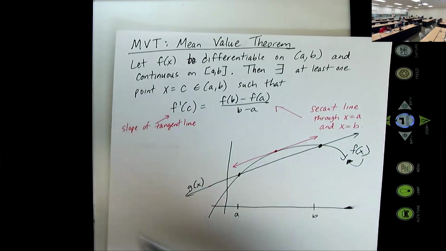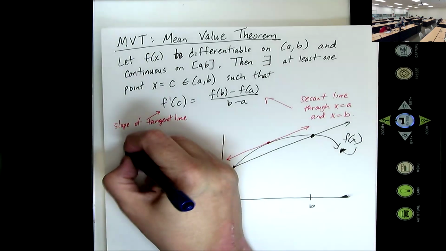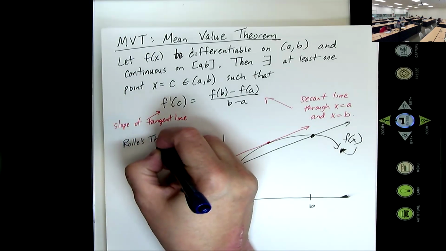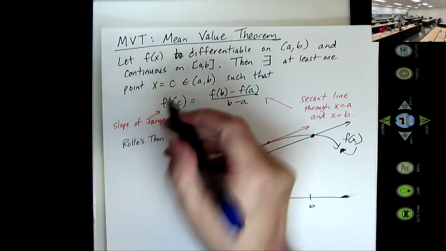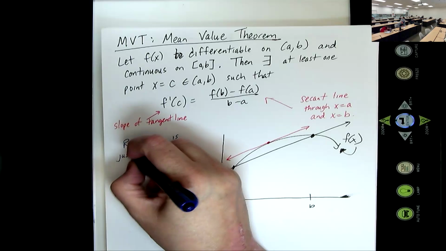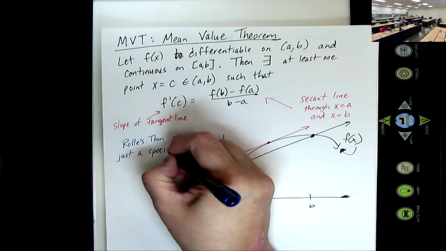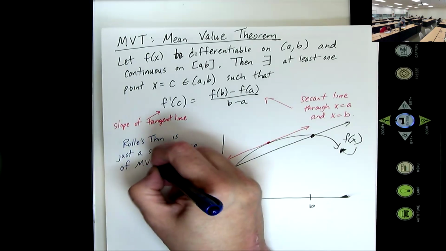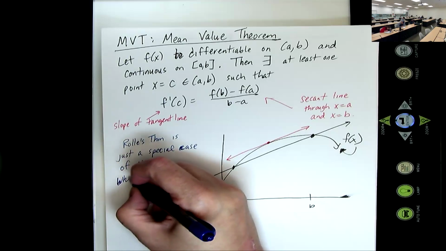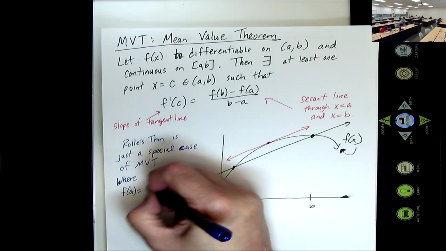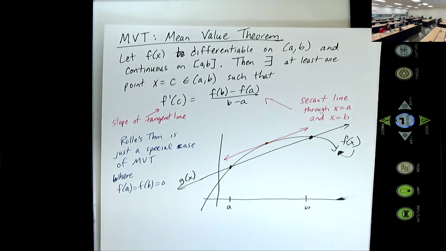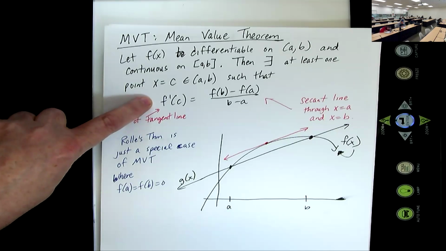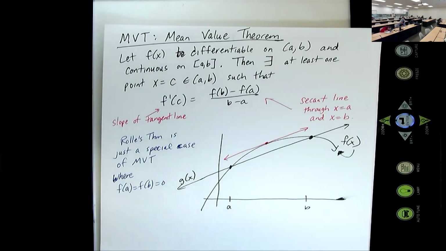Before I get to the proof though, it's worth noticing that Rolle's theorem is just a special case of this, the MVT where f of a equals f of b equals 0. We do that, f prime of c becomes 0 because the top is 0. And we have the same statement as Rolle's theorem.